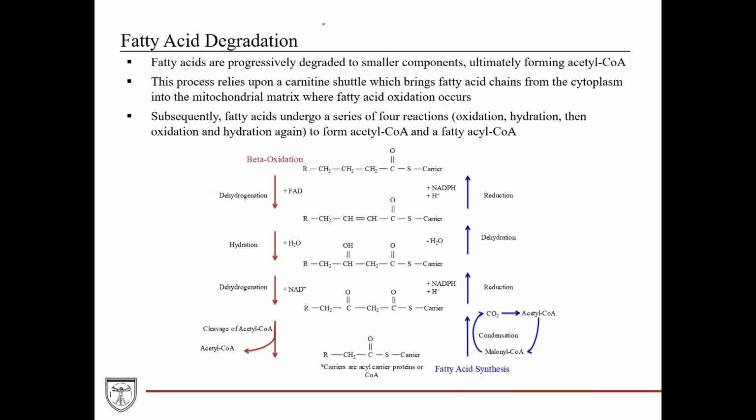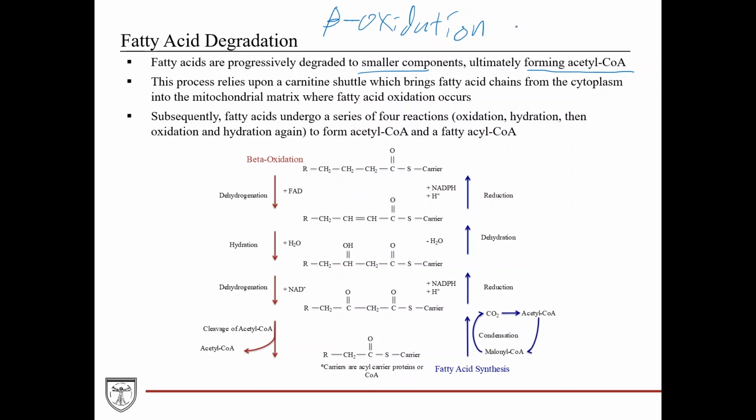So fatty acid degradation is also known as beta-oxidation. And this is where fatty acids are progressively degraded to smaller components. And the ultimate goal here is to form acetyl-CoA, that central component, which can then enter the citric acid cycle, generate NADH and FADH2 that can go to the electron transport chain and generate ATP.